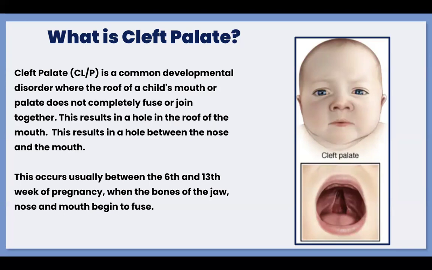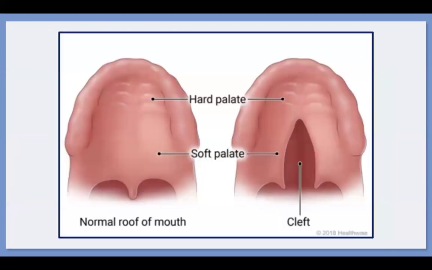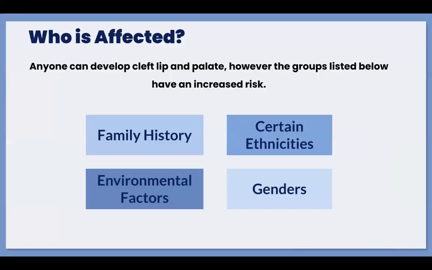In this image, you can see what cleft palate, that hole in the roof of the mouth, looks like. And again, here is another image just showing the hard and the soft palate. The hard palate is more towards the front of your mouth where your teeth are, and the soft palate is more towards the back of your mouth where your throat is, but the cleft is that hole that's in the roof of the mouth.